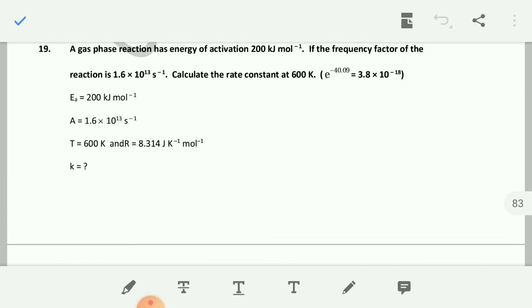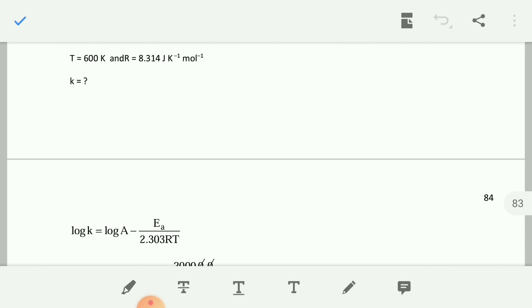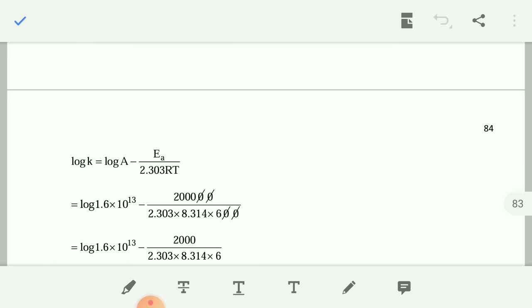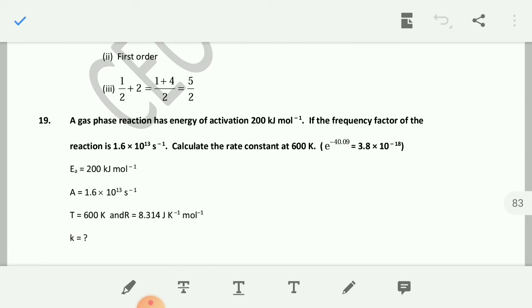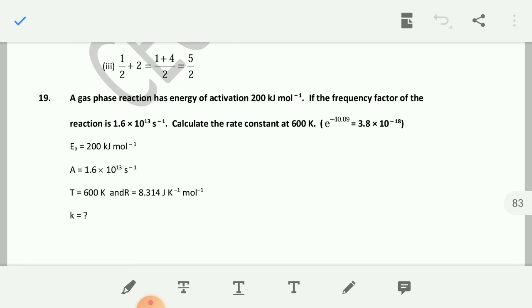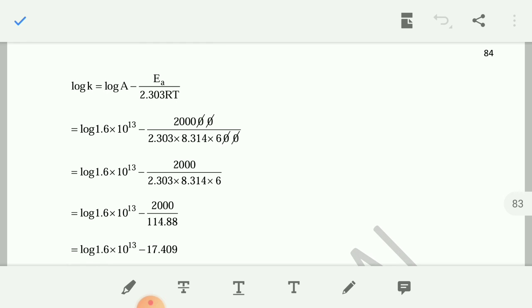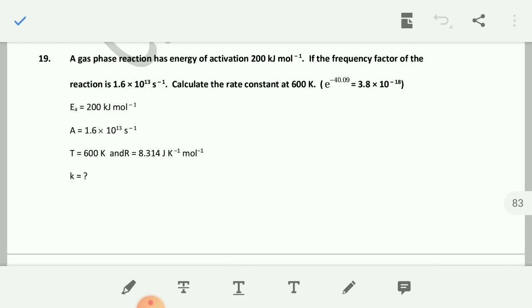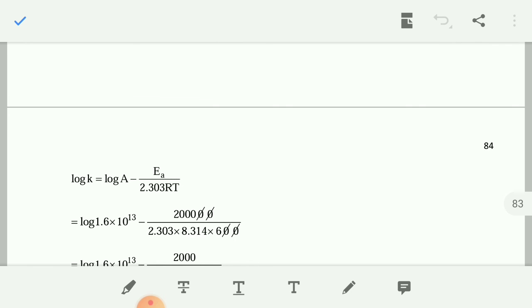You have to find out the k. The question says calculate the rate constant. What is the formula? Log k equal to log A minus Ea by 2.303 RT. Frequency factor means it is the Arrhenius equation, with energy of activation and frequency factor. So log k equals log of 1.6 into 10 power 13 minus Ea, which is 200 kilojoules.